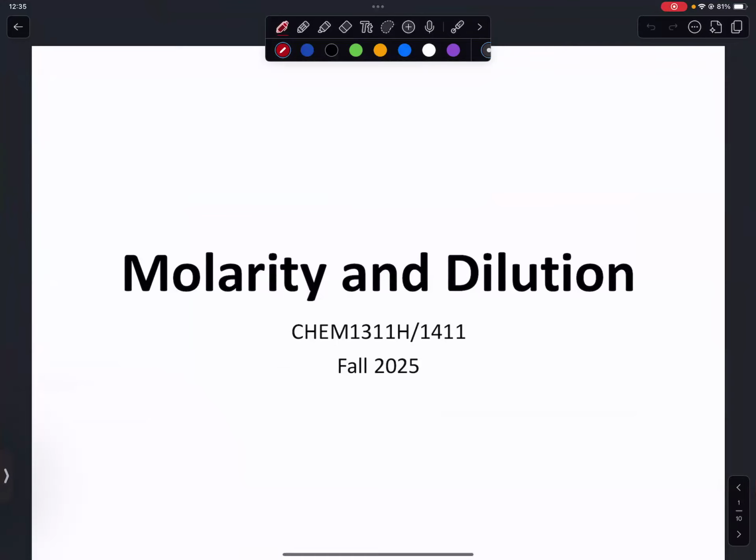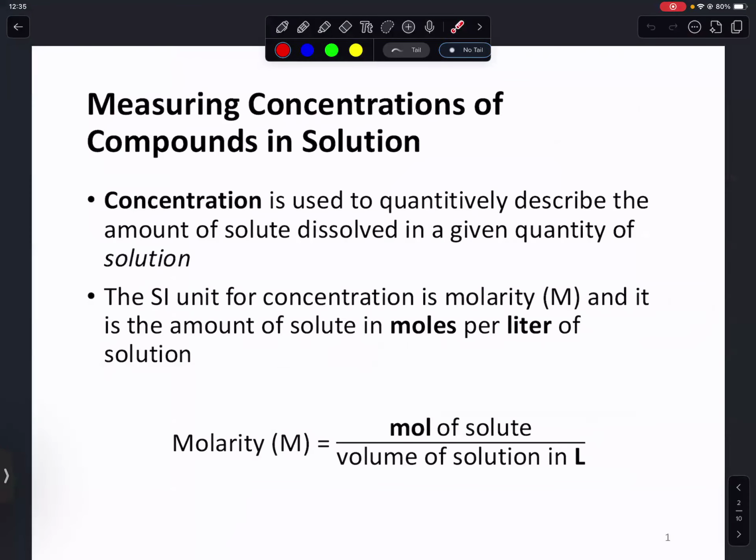In this video, we are going to talk about molarity and dilution. Starting with molarity, it is a quantitative method that is used to describe the amount of solute, and this amount is usually expressed either in moles or grams dissolved in a given quantity of solution.